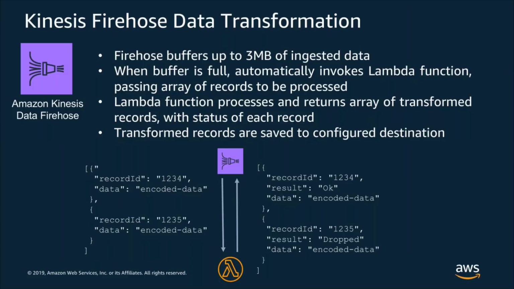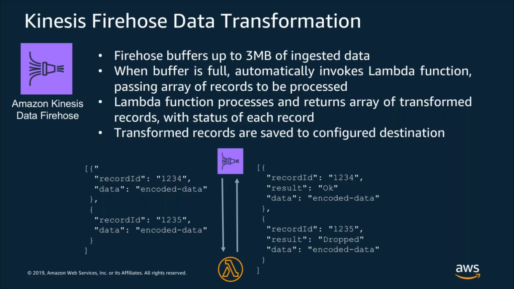When we look at the transformation that Firehose does, Firehose will buffer up to 3 megabytes of data before transformation. So there's the buffer we already talked about, that's the delivery buffer. This is the transformation buffer. When it's full, it invokes the Lambda, and it passes the array of records that need to be processed. The Lambda function should process those records and then return with a status for each record.